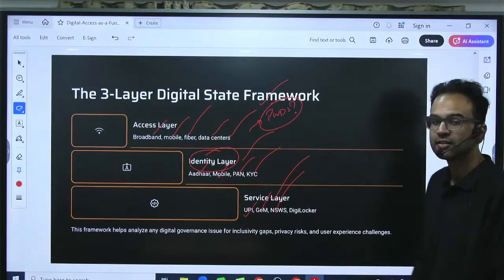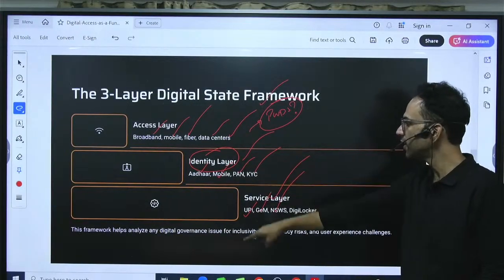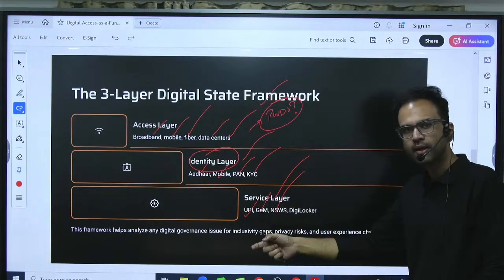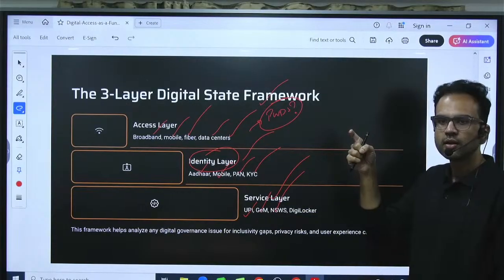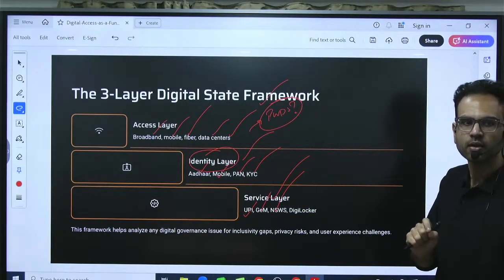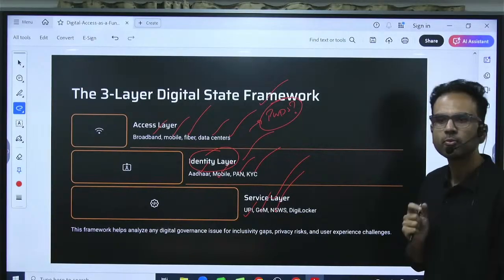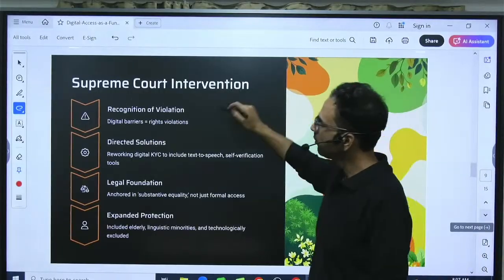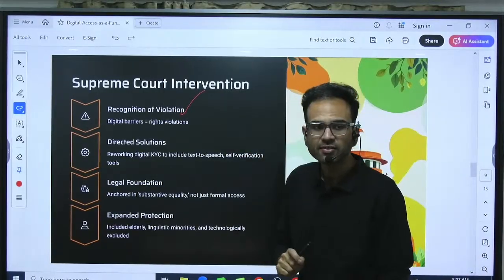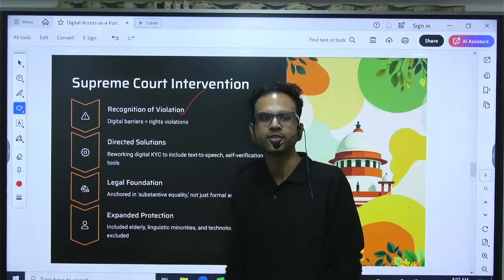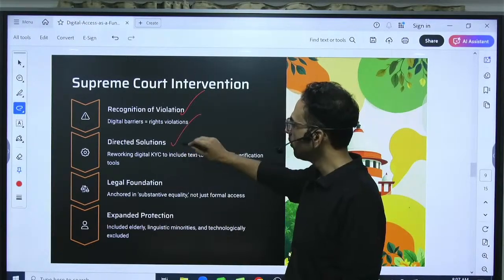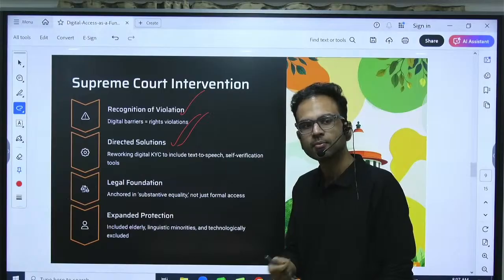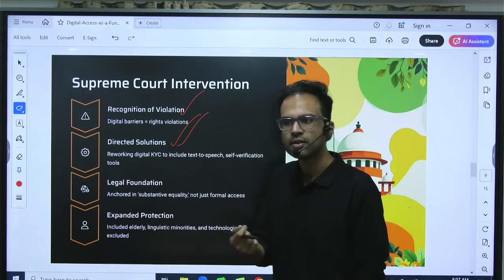So we have defined the problem statement: access, identity and service. Corresponding problems should be added and their solutions should be added, justified by Rajiv Ratori versus Union of India, Supreme Court judgment. Clear? So the Supreme Court said that digital barriers will create rights violations. Therefore, it directed the government to create solutions for this. Why is it doing this? Because it is the guardian.